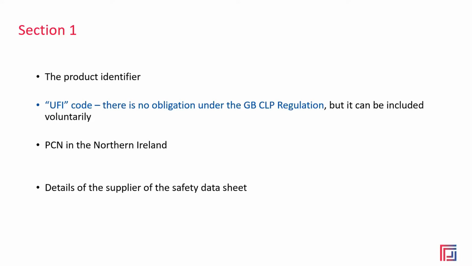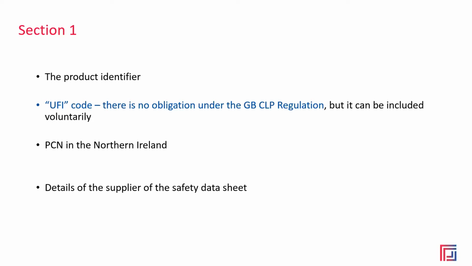Under UK CLP regulation, there is no obligation to generate or submit a unique formula identifier, nor to create a poison center dossier. However, the National Poison Information Service will register your product, with, of course, its associated UFI number, if one has already been generated.